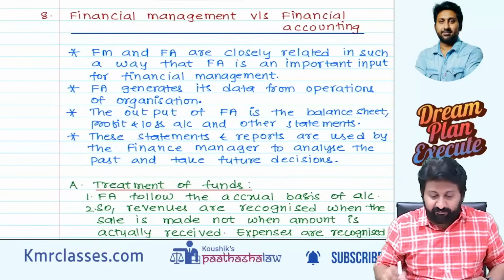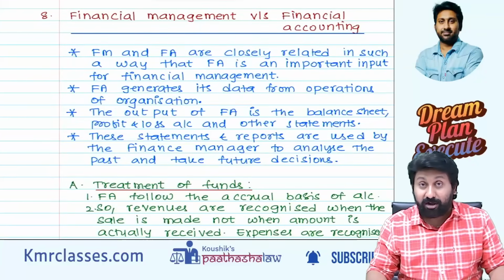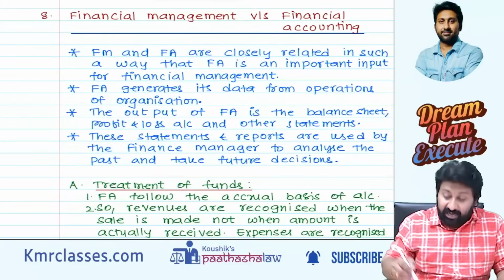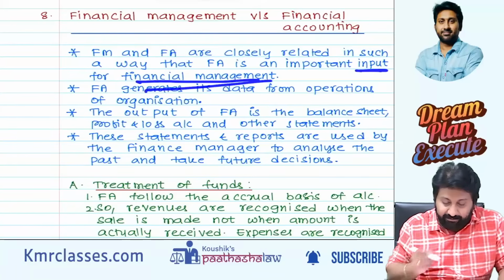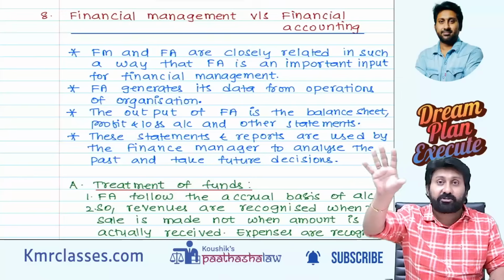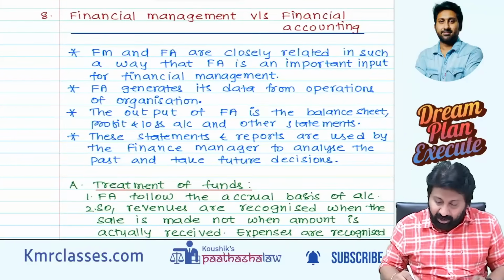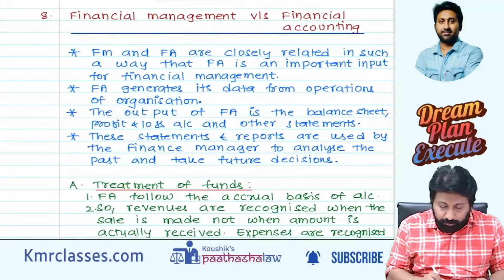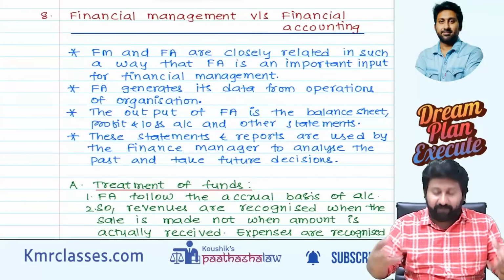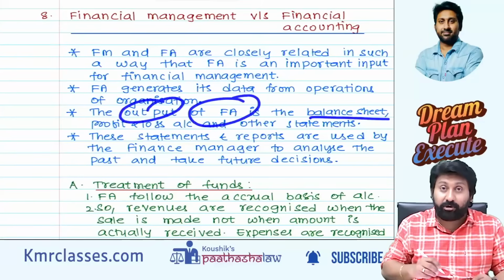What is the difference between financial management versus financial accounting? Listen, financial accounting stops and financial management starts. Means what? Financial accounting is the input for financial management. Financial accounting considers the operational events of a company: purchase, sale, gross profit, payments, all these it will consider. What is the output of financial accounting? Balance sheet, profit and loss account and cash flow statement. All these are outputs of financial accounting.